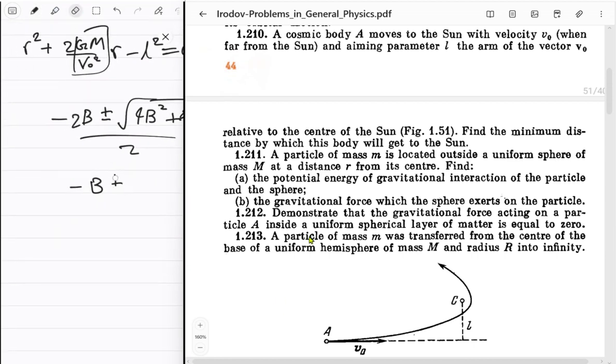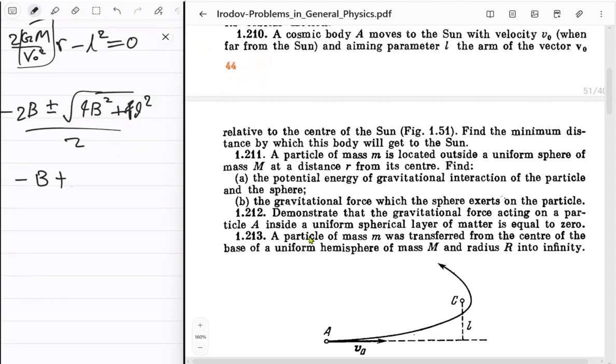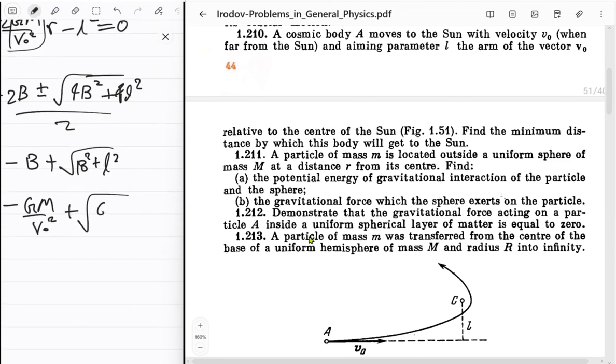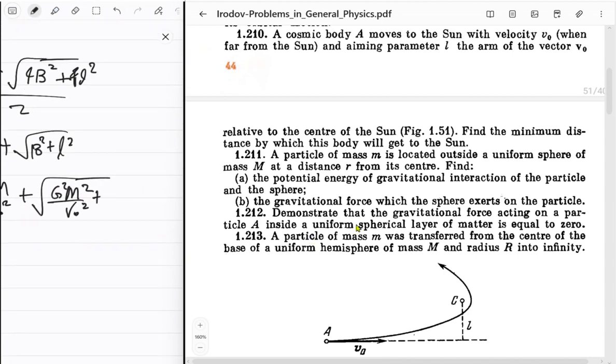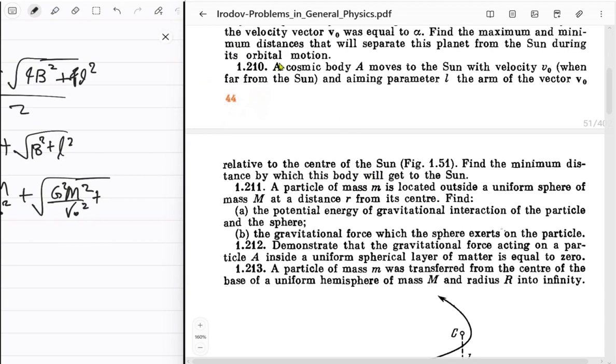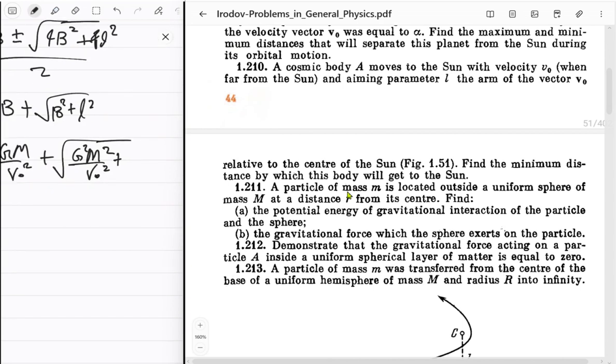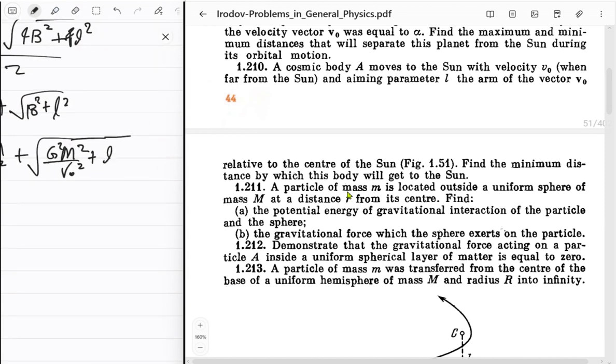So you got negative b plus square root of b square plus L square. Now b is just that guy, so it's negative gm upon v naught square plus square root of this thing squared. So you got g square m squared upon v naught squared, and then all we have to figure out is minimum r, right? Where did that question go? Okay, one second. Minimum distance, of course. So there we go. This should work out. Plus L squared. That's it. That is our formula.